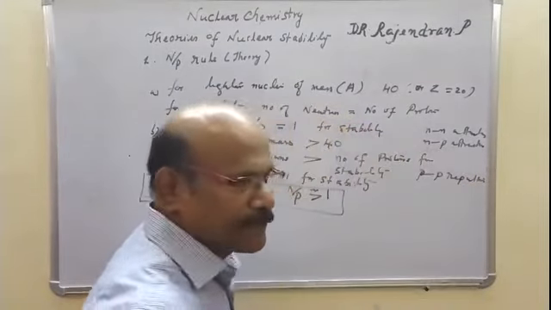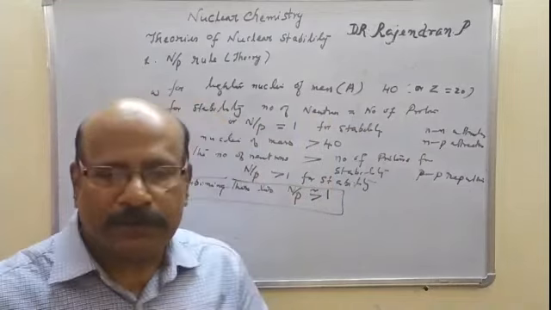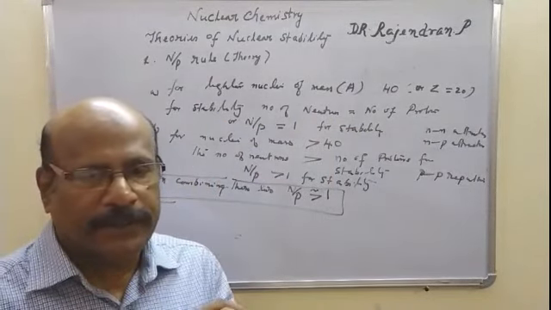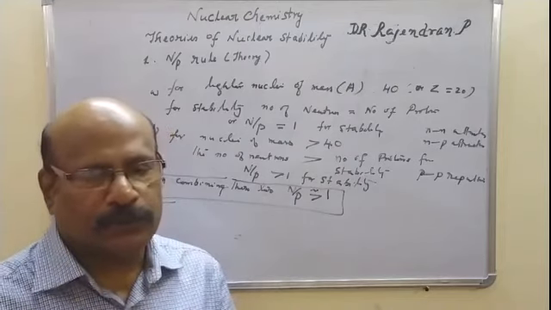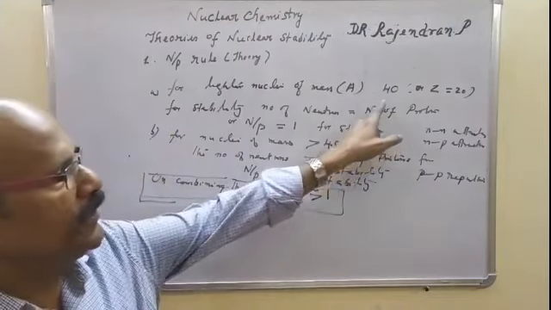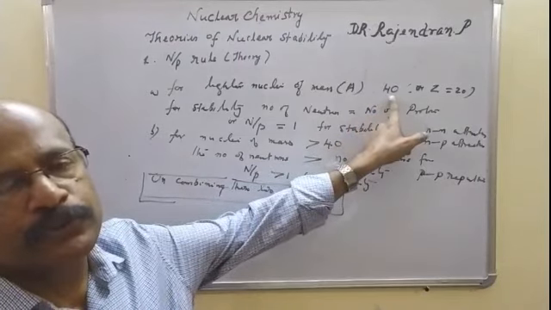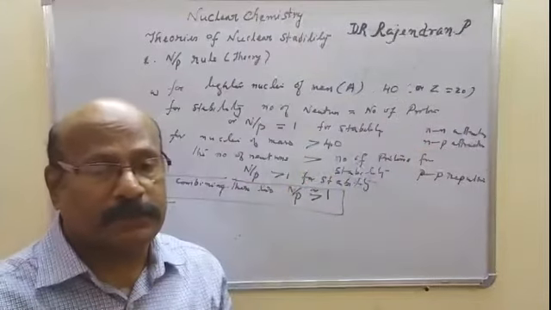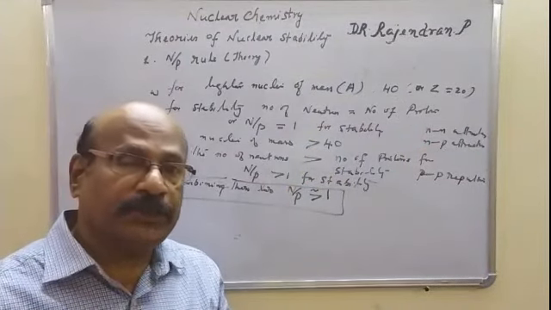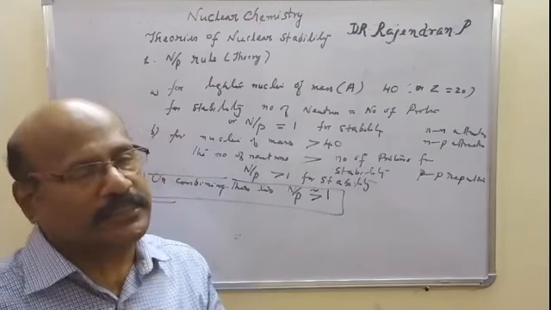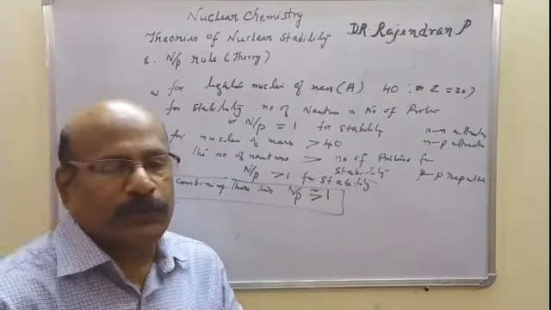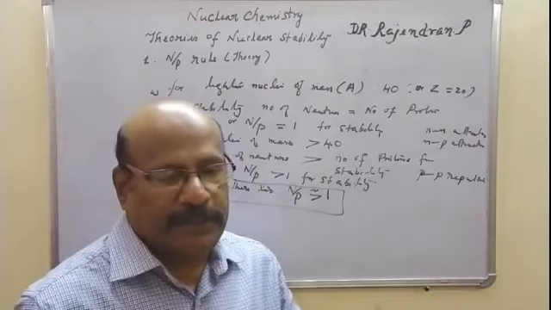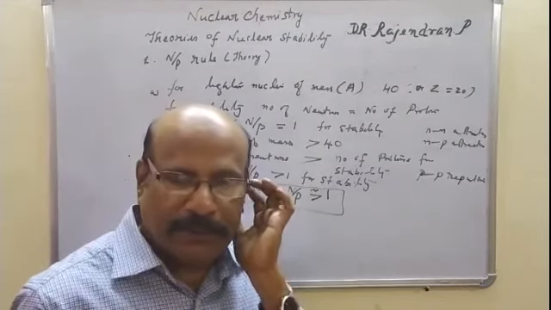That is a theory. Okay. So in order to counterbalance the PP repulsion, the neutron number should be equal to the proton number for lighter nuclei of mass number up to 40 or 80. For nuclei beyond that, the neutron number should exceed the proton number for stability. For nuclei of mass greater than 40, the neutron number should exceed the proton number.